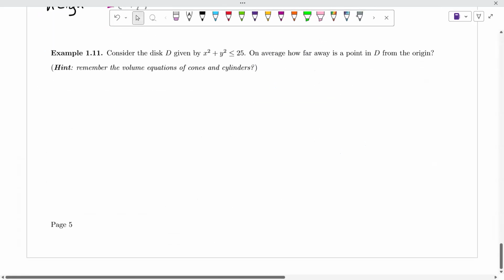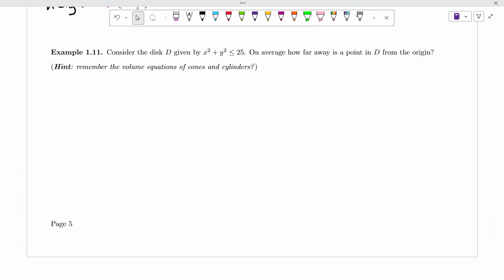One last example, and then we'll call ourselves done. Consider the disk given by x squared plus y squared is less than or equal to 25. On average, how far away is a point in D from the origin? So we want an equation for distance. I'm going to start by writing down distance squared in terms of x and y, right? Where I ultimately want that thing to be a function.